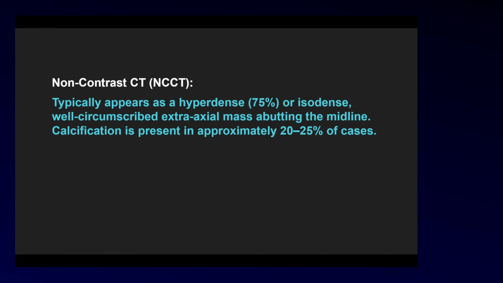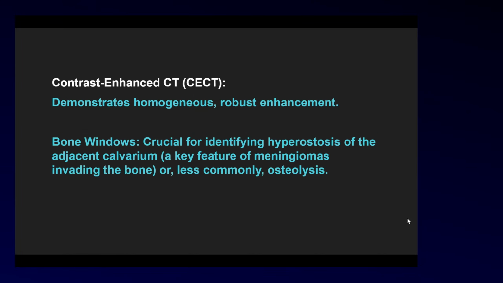They are well circumscribed extra-axial masses, often abutting the midline, sometimes causing midline shift as well. Calcification is present, and usually calcification is good news because this means it is more likely to be a psammomatous subtype. On contrast enhanced CT, we usually don't get contrast CT anymore, especially if an MRI is available. But you should know that there is a homogeneous robust enhancement.